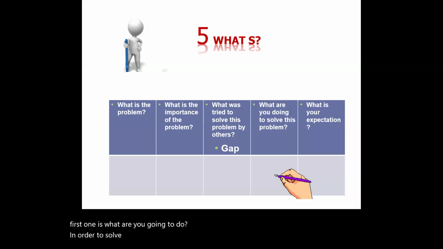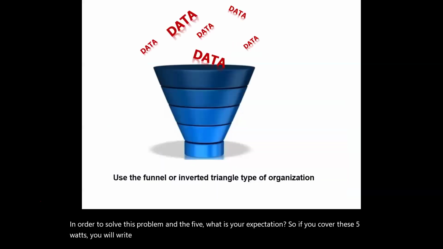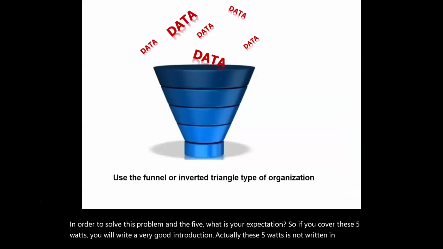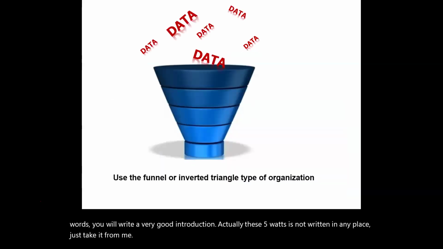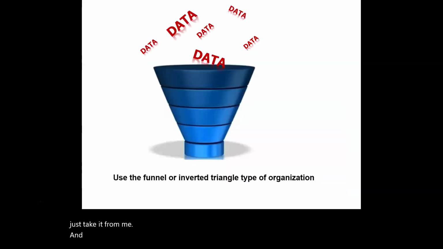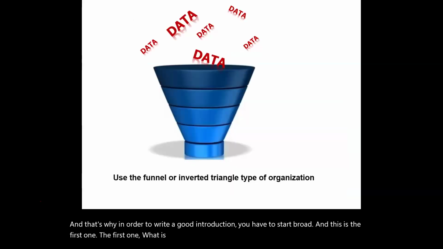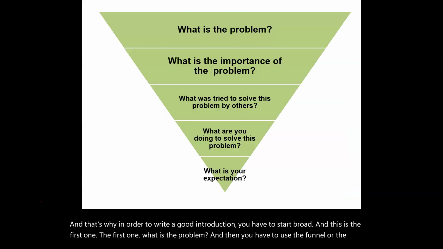And the fifth what is your expectation? So if you cover these 5 whats, you will write a very good introduction. Actually, these 5 whats are not written in any place. Just take it from me. And that's why, in order to write a good introduction, you have to start broad. And this is the first one. The first what is the problem? And then you have to use the funnel or the inverted triangle type of organization, like that.